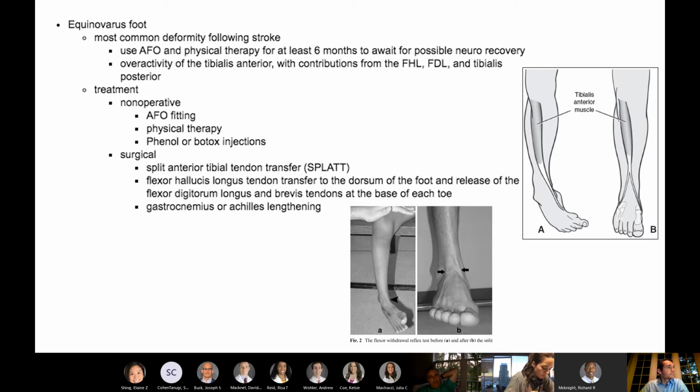And part of it is where are they spasming? For this, it's going to be, what tendons. So when you feel them on their foot and ankle, you'll feel which tendons are tight, and you're trying to determine what is spasming causing the deformity.